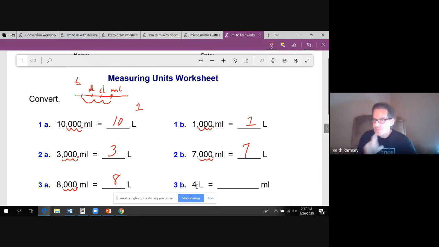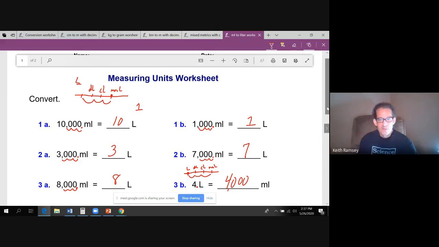Now on this one, I'm moving it to the right. So here's a liter. Here's a deciliter, centiliter, milliliter. So I have to go from here once, twice, 3 times. So here's my decimal. I've got to put 3 zeros after that. So this becomes 4,000 milliliters are in 4 liters.